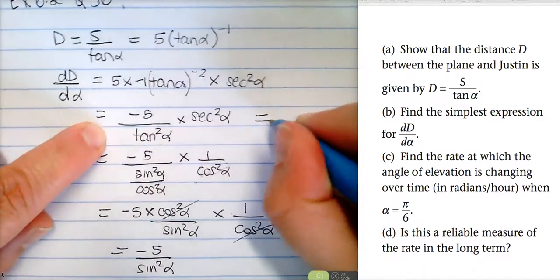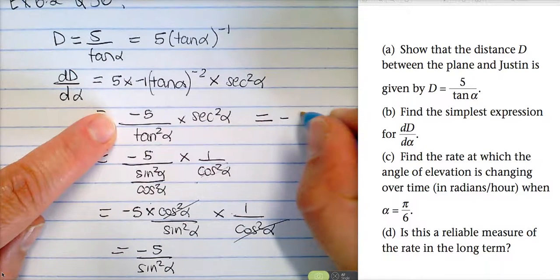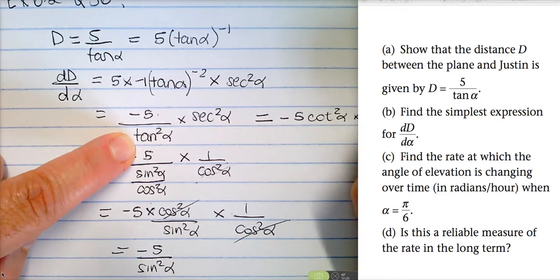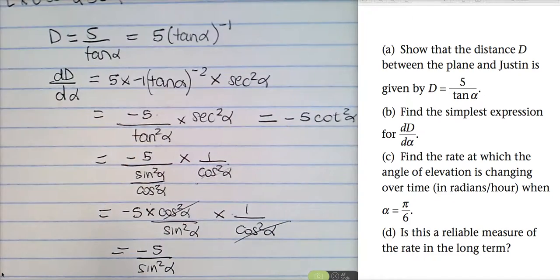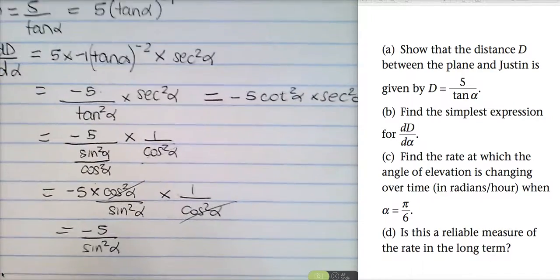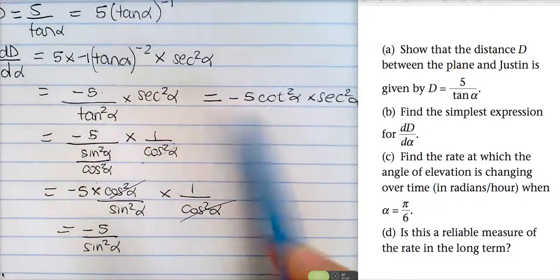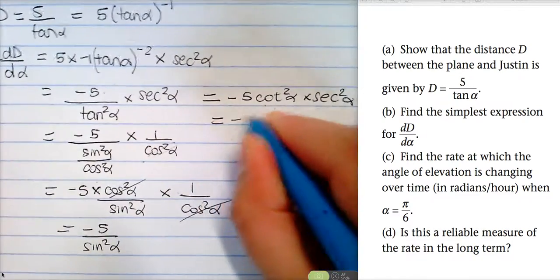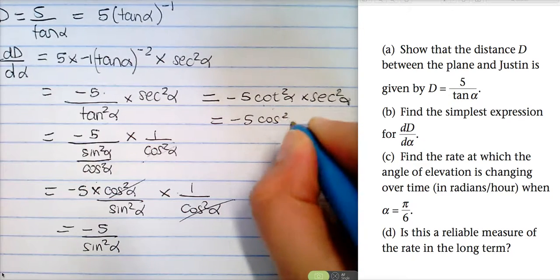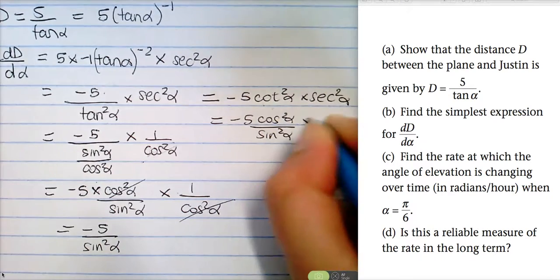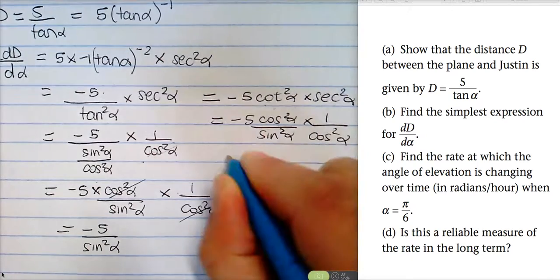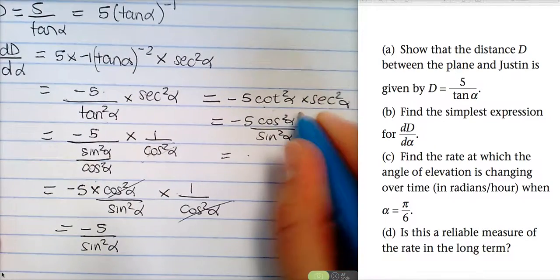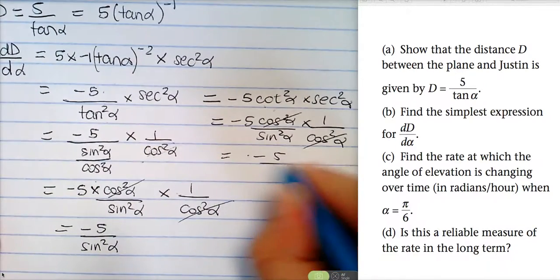The other thing you could have done from here, which is probably a better thing, 1 on tan is cot. So write it as negative 5 cot squared alpha times sec squared alpha. Now cot is cos on sine, and sec is 1 on cos. It is the same, but you don't have to do this divide by fraction, okay? Which is just the coses cancel and you get negative 5 over sine squared alpha.